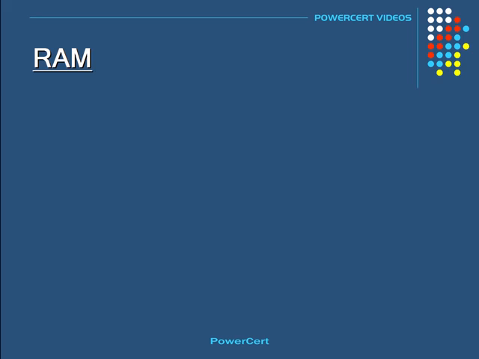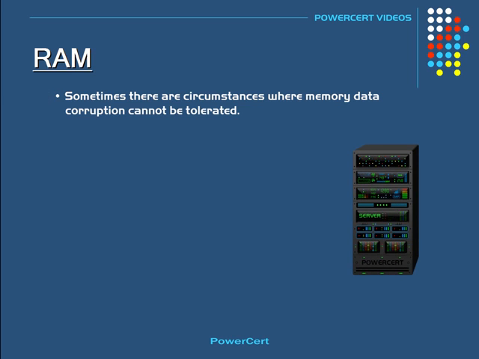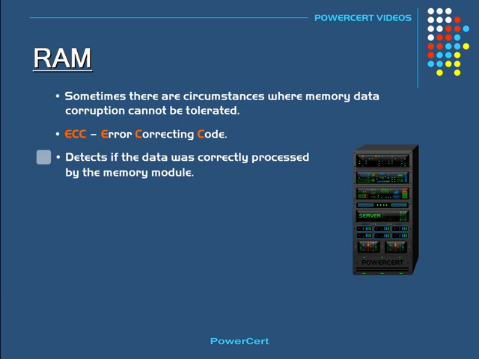Now sometimes there are circumstances where memory data corruption cannot be tolerated. For example, in servers. Servers are meant to be up and running at all times, and some servers cannot afford being offline for any reason, such as servers that control financial data, emergency medical data, or government data. These servers cannot go down for any reason, and that's why some RAM modules have ECC, which stands for Error Correcting Code. And what ECC does is that it detects if the data was correctly processed by the memory module and makes a correction if it needs to.